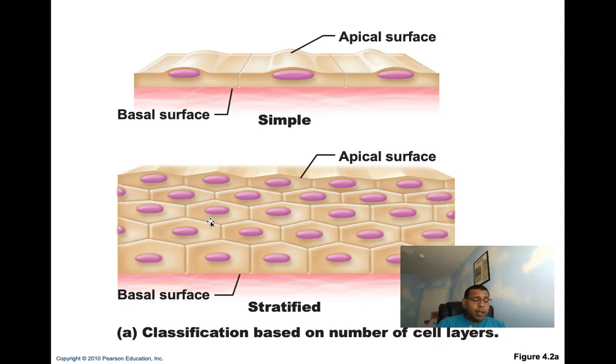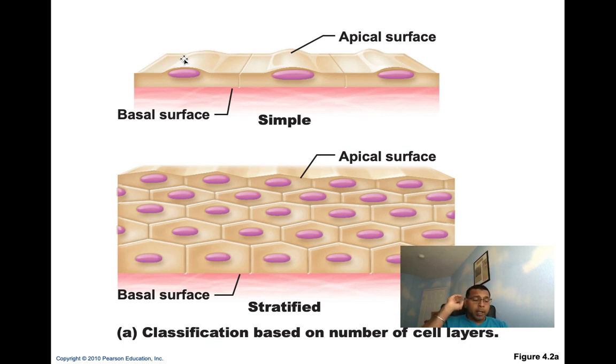Stratified epithelium is going to be common in areas that suffer high abrasion, where protection is important, like the skin surface and the mouth, for example. We'll learn more as we progress. So in those areas you want stratified versus just a single layer of cells. So the first name is going to be either simple epithelia or stratified epithelia.